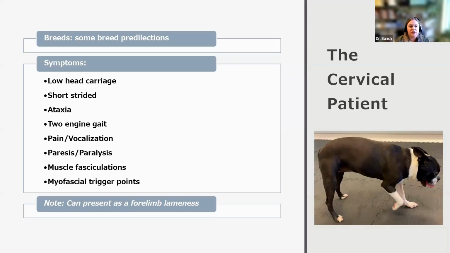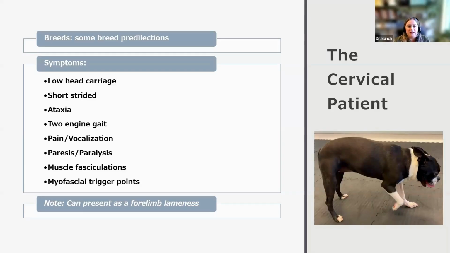So, symptoms. You can look at this picture of a dog and say, yeah, this dog has cervical pain. We've got a low head carriage. You can also notice they are having a nerve root signature on the right forelimb. This one is not as hard to look at and say, oh, this dog looks like its neck might hurt, right? But some are maybe not as easy to figure out.